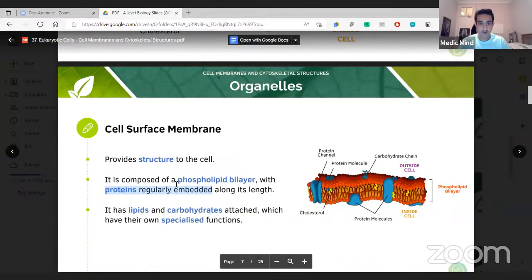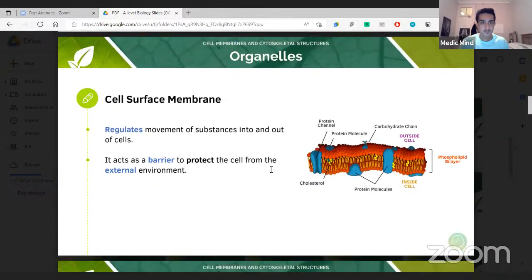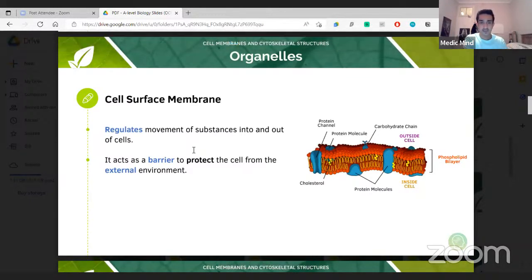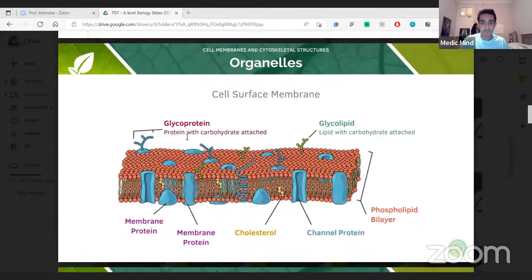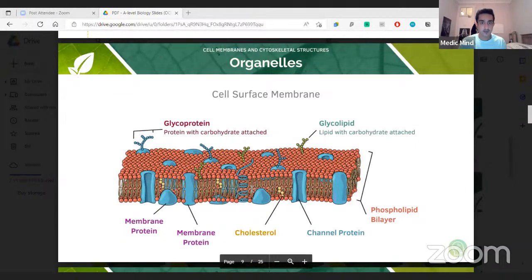The function of a cell membrane is to provide structure to the cell, but also to allow for selective entry of structures in and out of the cell. A cell membrane has lipids and carbohydrates attached, which have their own specialized functions. The function of the cell membrane is to regulate movement of substances into and out of the cell, and it overall acts as a barrier to protect the cell from changes in the external environment. But you can see that there are loads of different structures throughout it, and we'll go into this in a lot more depth.